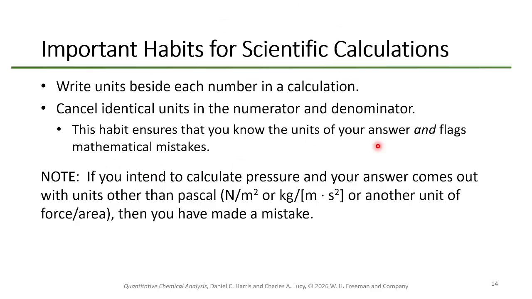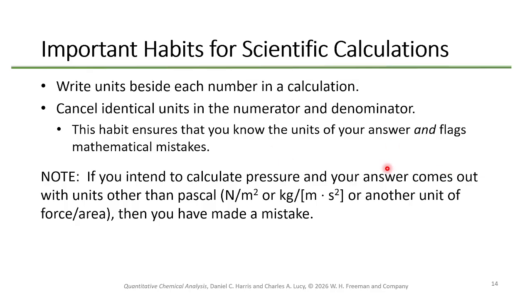Anyways, let's talk about some important habits for scientific calculations here. You write units beside each number in a calculation. You guys have probably gotten this from me before, or at least your general chemistry professor. Write your dang units. Cancel your units. Write your units. Hopefully you have a voice in the back of your head that's going to say that.